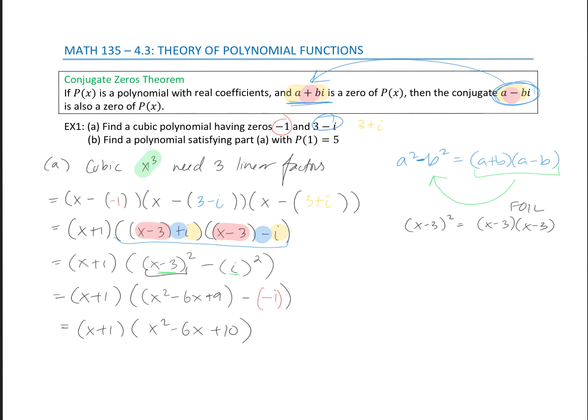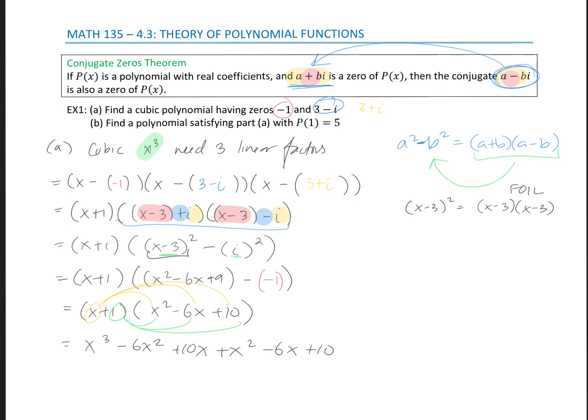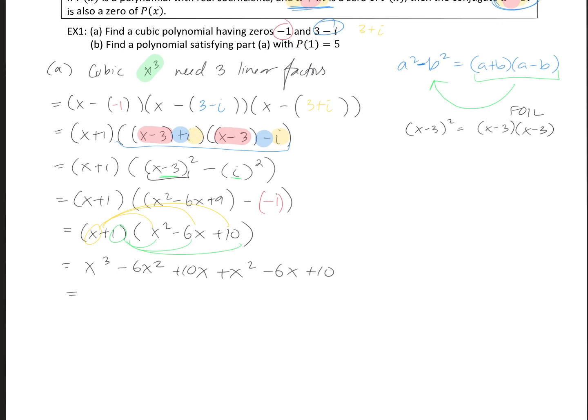Okay, and then let's go ahead and just multiply out. We'll multiply the x first. And that's going to give me x cubed minus 6x squared plus 10x. And then we'll multiply out the 1 to each term. And that will give me plus x squared minus 6x plus 10. Okay, so I can simplify that out to x cubed minus 5x squared plus 4x plus 10. All right, so that's part A.